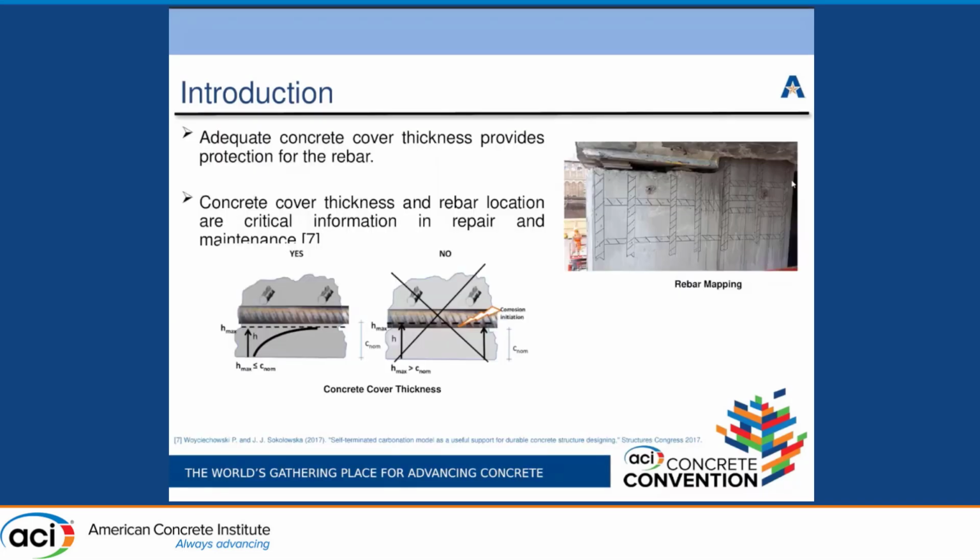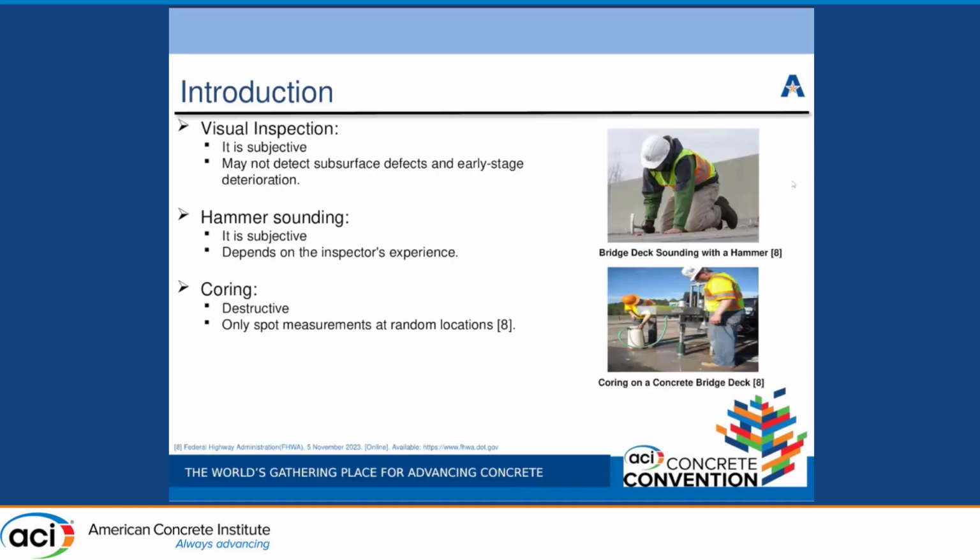Therefore, adequate concrete cover is essential, and determining the concrete cover thickness and the rebar location is very critical in repair and maintenance. State Departments of Transportation, state DOTs in the US, go through visual inspection of every bridge in each of the states. However, this visual inspection is highly subjective, and it may not detect internal defects in the early stage of deterioration.